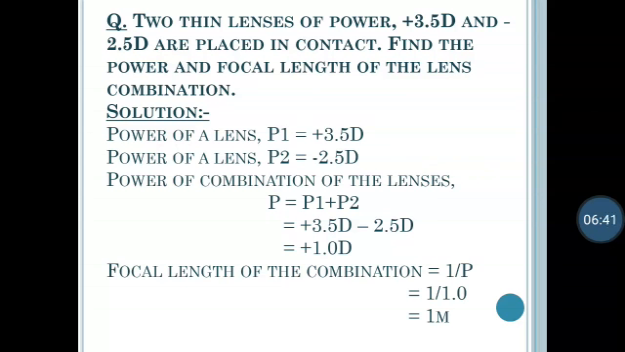Solution. In this question, the first lens, which is represented by P1, is equal to plus 3.5D, that is convex lens. Second lens is concave because it has negative power, so P2 is equal to minus 2.5D. Power of combination of the lenses formula is P is equal to P1 plus P2. So here plus 3.5D plus, in bracket, minus 2.5D. So plus 3.5D minus 2.5D is equal to 1.0, that is 1 diopter.